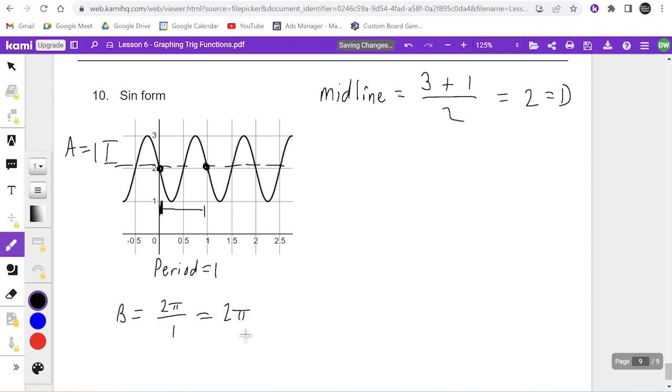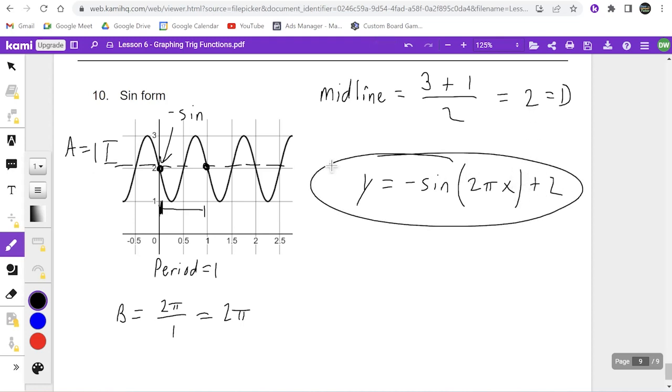Like I said before, C is 0 because I'm not doing horizontal shifts today. It's also 0 because look at that starting point. The starting point starts at the middle and goes down. That is a negative sine form. So in other words, my answer is y equals negative sine. You could say negative 1 sine, amplitude is 1, of 2 pi x, and then D was 2, so plus 2. And there we go.